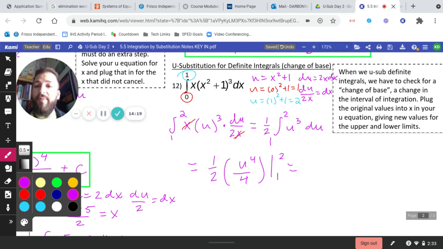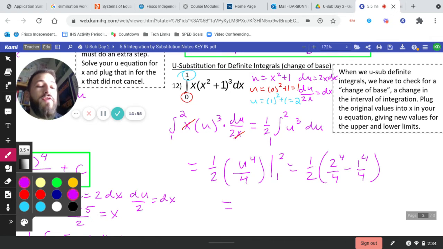I don't need to plug back in for u because I've now integrated my u function with my new interval. So I don't have to plug back in x squared plus 1. Because I don't have to plug that back in, it actually makes it a simpler integral, and I don't have to do the x squared plus 1 times 2, all the mess. I just have to do to the 4th over 4. So this becomes 1/2 parentheses 2 to the 4th over 4 minus 1 to the 4th over 4.